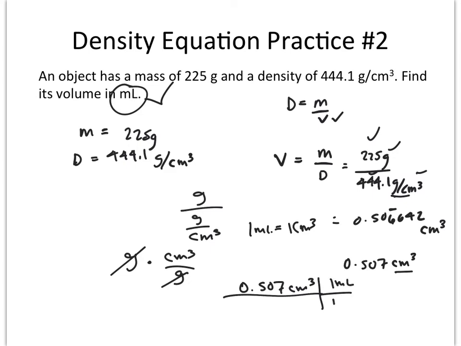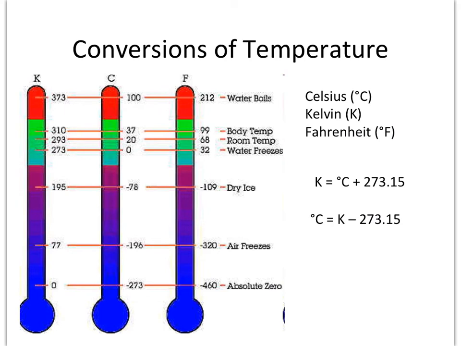1 milliliter, 1 centimeter cubed. And that's going to give us 0.507 milliliters as the volume of our object. So this is solving volume using the density equation when you're provided with grams and density. Now we're going to talk about temperature conversions.